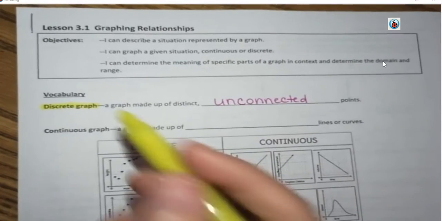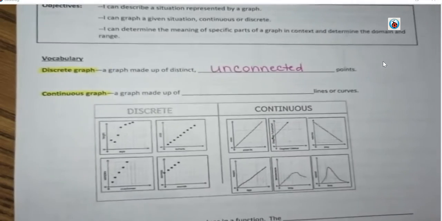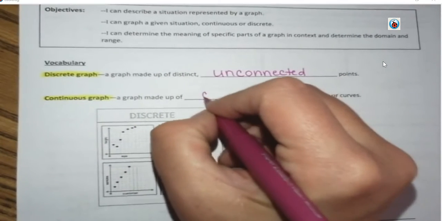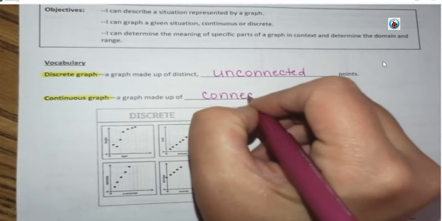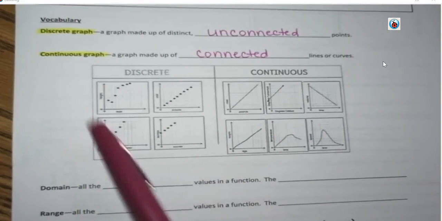The next vocabulary word is a continuous graph. Continuous is a graph made up of connected lines or curves. So you connect the dots. And then here's some examples of discrete graphs. So you put in your points, you don't connect them.